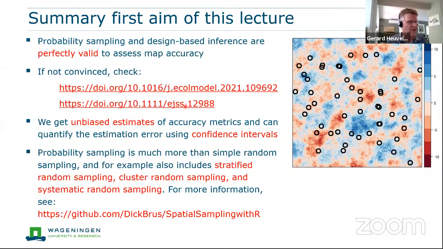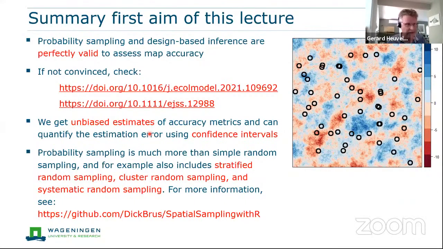This is another paper, by Dick Brus. You also see Dick Brus's name over here. He is really a spatial sampling expert, and he should have been giving this lecture, but he retired. He said, well, Gerard, why don't you take over? So that's why I am here now. Anyway, this goes into much more detail, so if you're not convinced, you might want to check this.